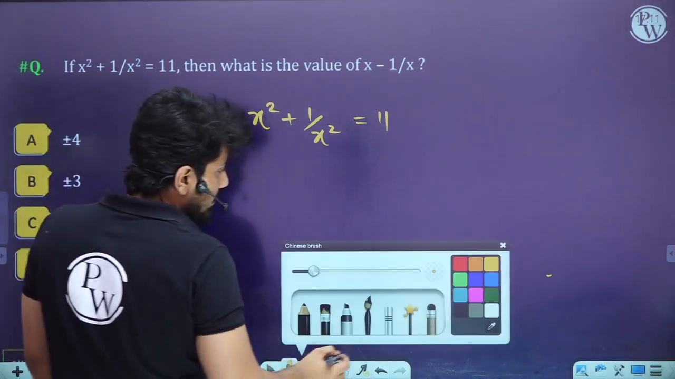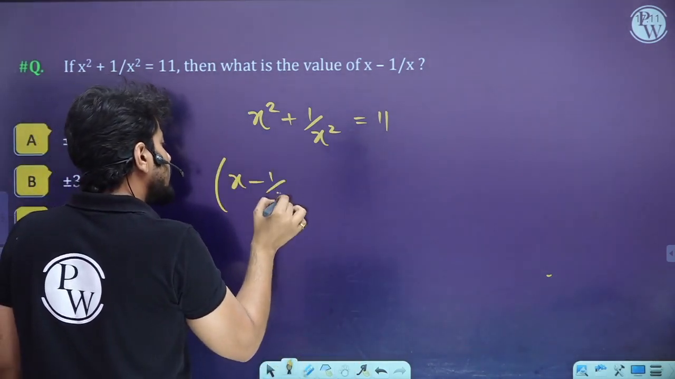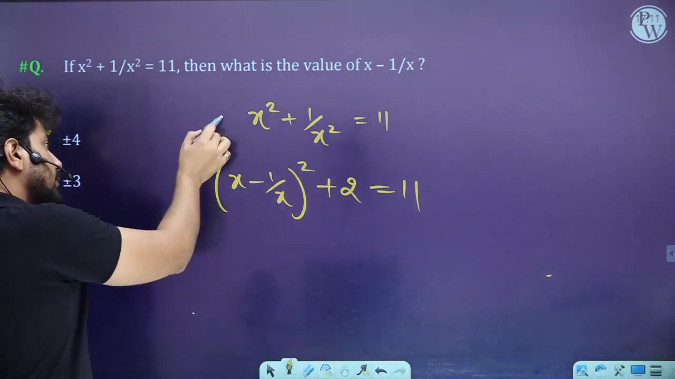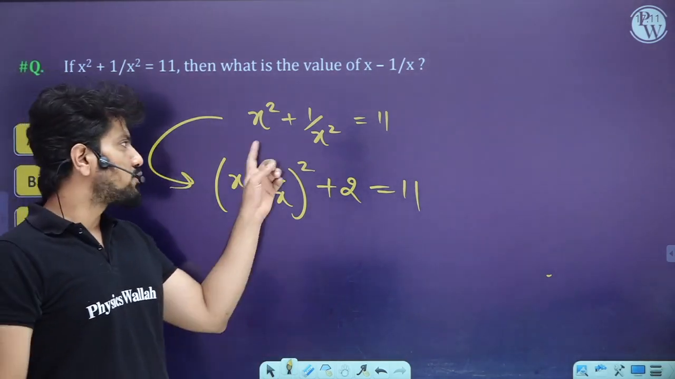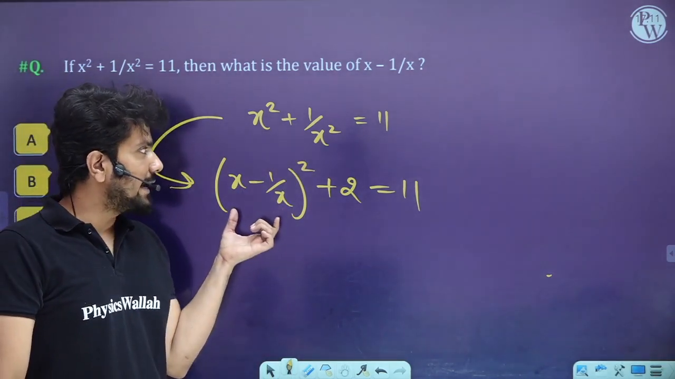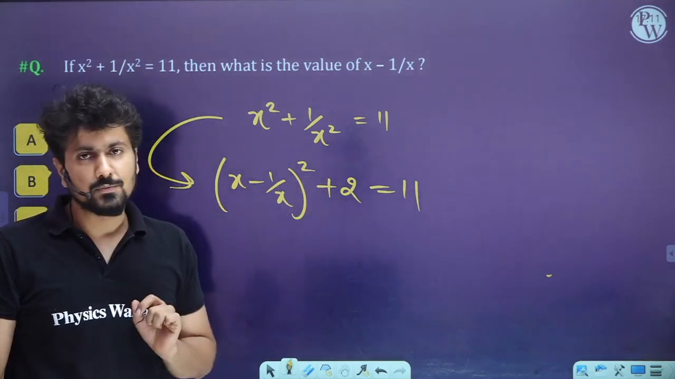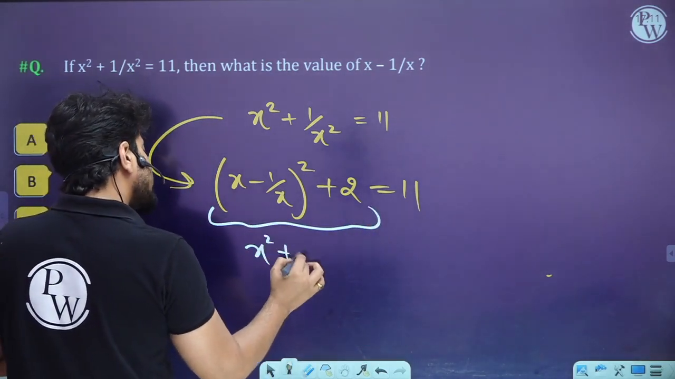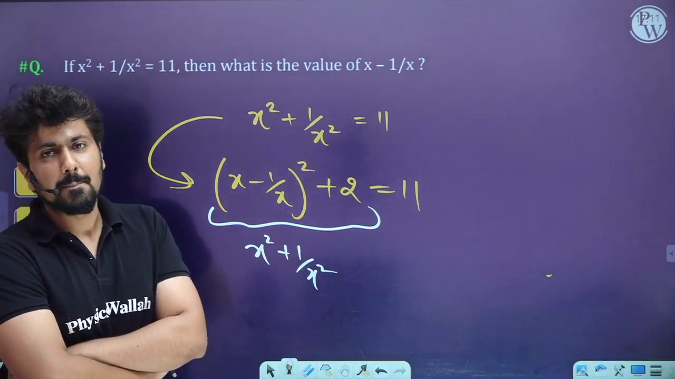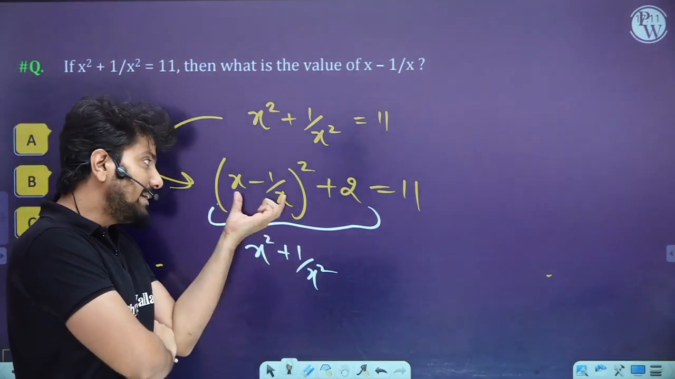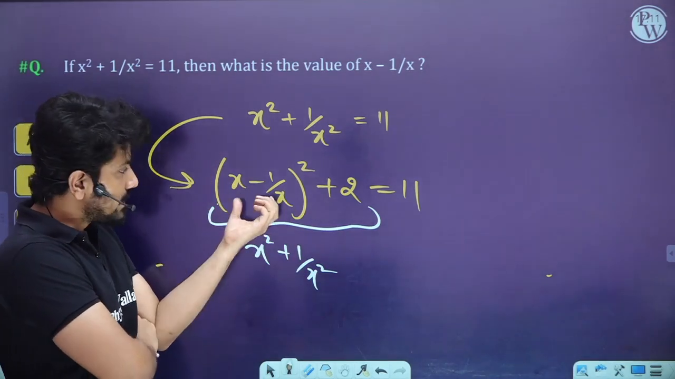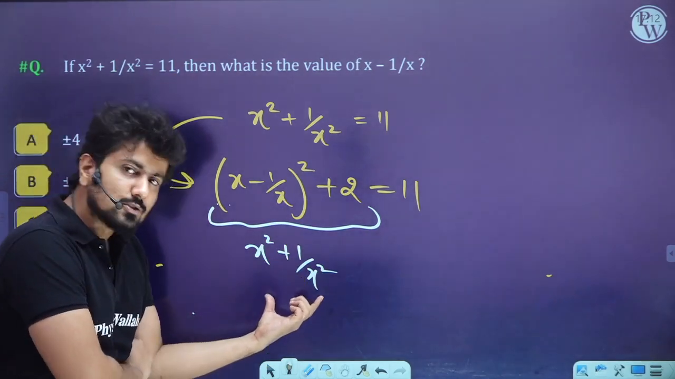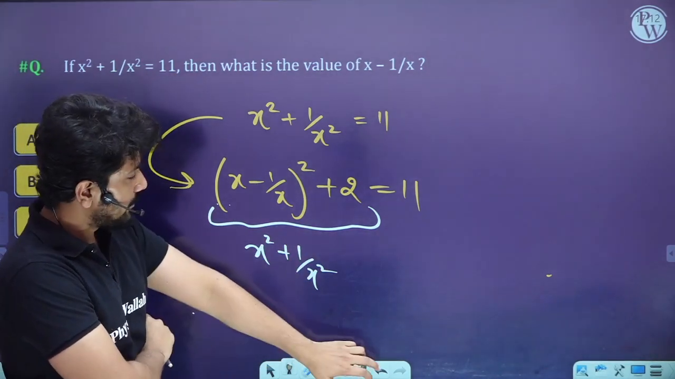Okay. So, here x square plus 1 by x square is given as 11. Now, you can write x square plus 1 by x square as x minus 1 by x whole square plus 2. I hope you understand this part. Basically, this entire expression is nothing but x square plus 1 by x square only, right? That is x square plus 1 by x square minus 2 into x into 1 by x. So there will be a term of minus 2, and here we have plus 2, that will get cancelled out. This entire expression is x square plus 1 by x square only. Okay, so I've written it like this.